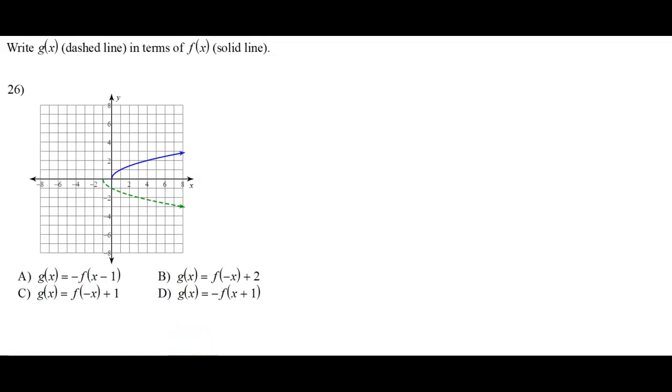All right, so for number 26, what would I have to do to the solid line to get the dashed line? Well, one thing is I would have to flip it over once again. So once again, we're going to reflect it across the x-axis. And whenever you do that, what that means is that you're going to have a negative outside the parentheses. So let's find all of our options here where we have a negative outside the parentheses. So I see one here and here. So we have 2 options.